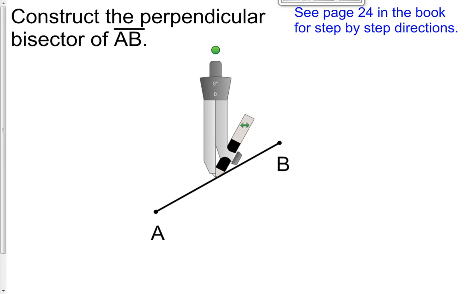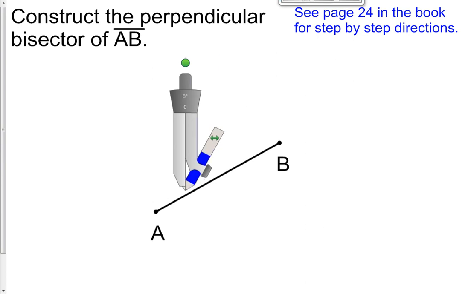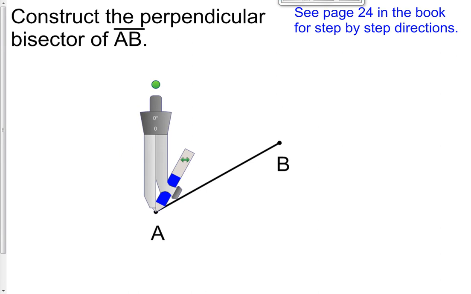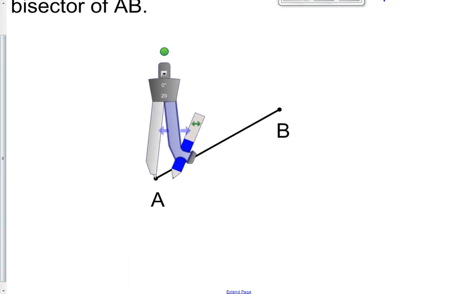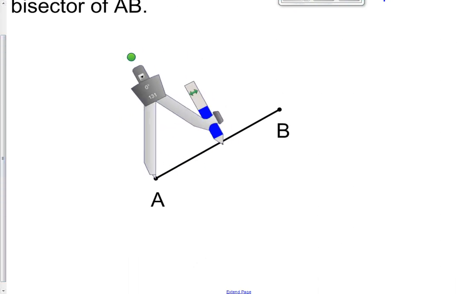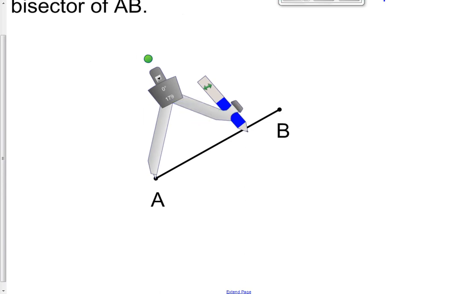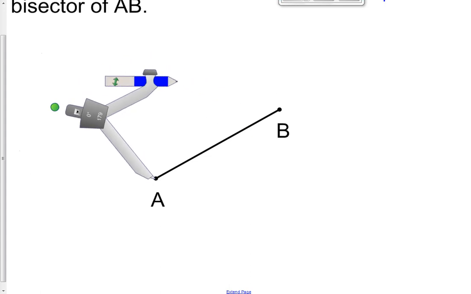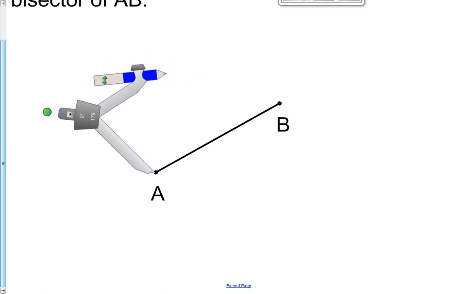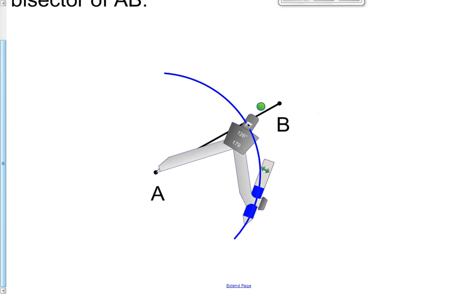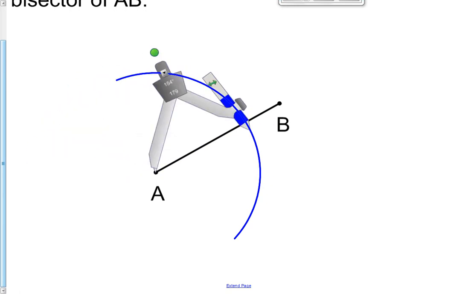What we're going to do first is put our needle at point A. You're going to open up your compass so that it's more than half the distance from A to B. So more than half the distance. I usually, again, say about 3/4 of the distance. And then you're going to draw a big arc that goes from one side of segment AB all the way to the other side of segment AB. Much like this.